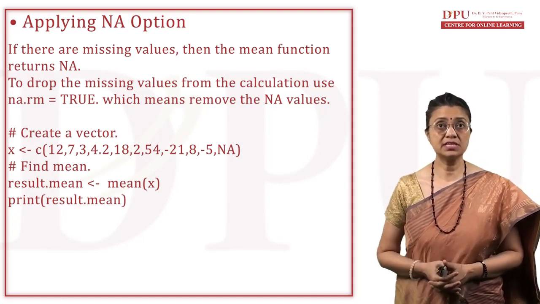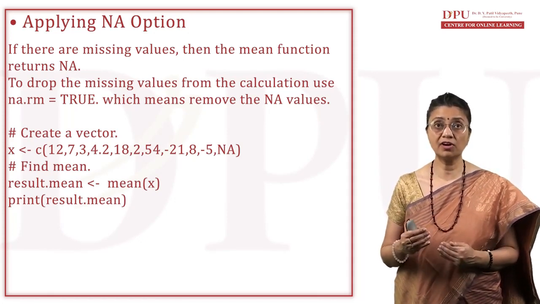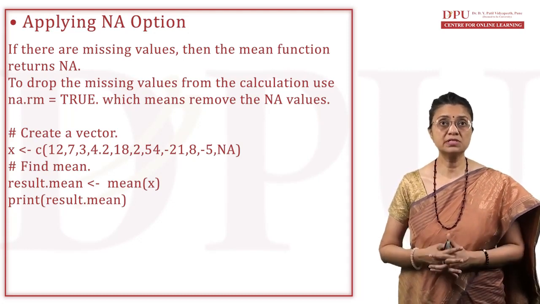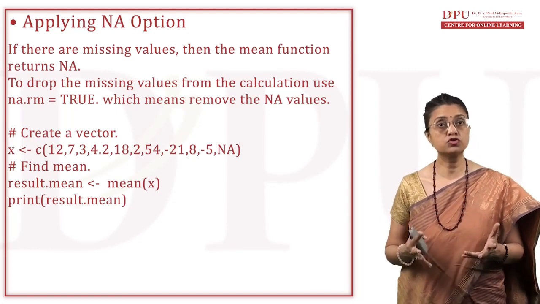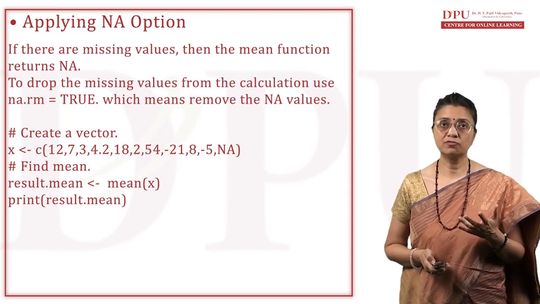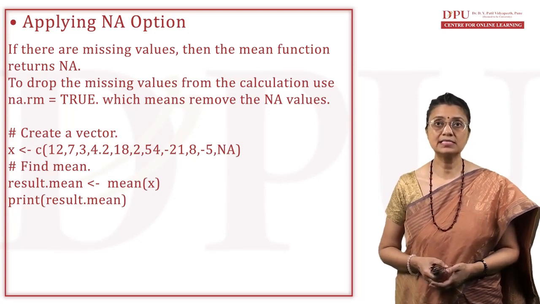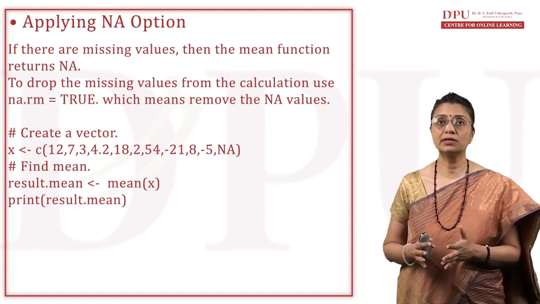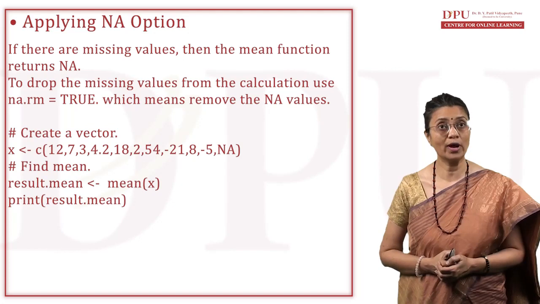So if there are missing values, then the mean function returns NA. To drop the missing values from the calculation, we use na.rm equals to true. By default, na.rm is always false. But if I want to remove the NA values, in that case, I will make na.rm equals to true, which means not available dot remove is equal to true, which means remove the not available values.